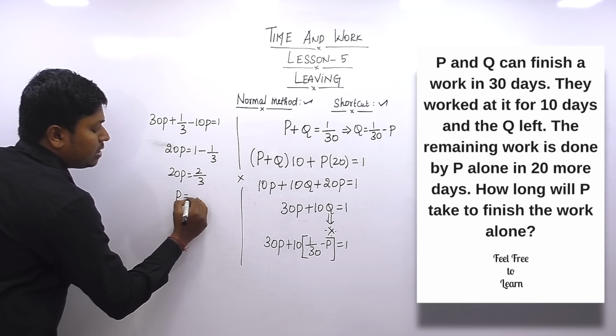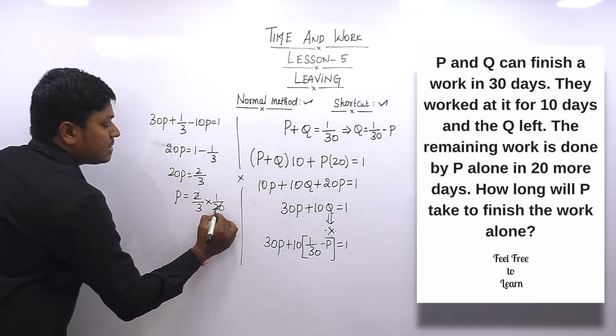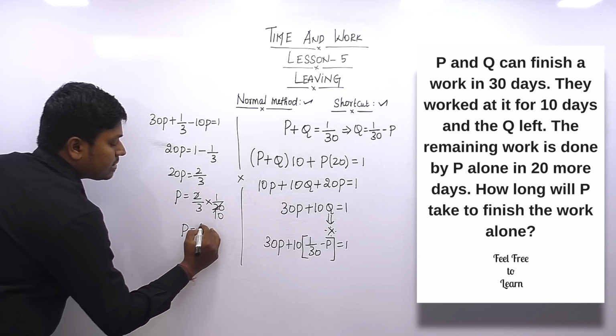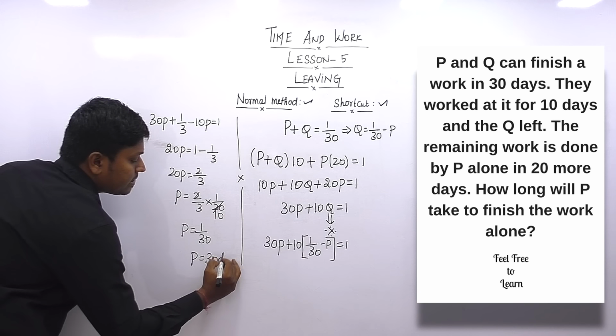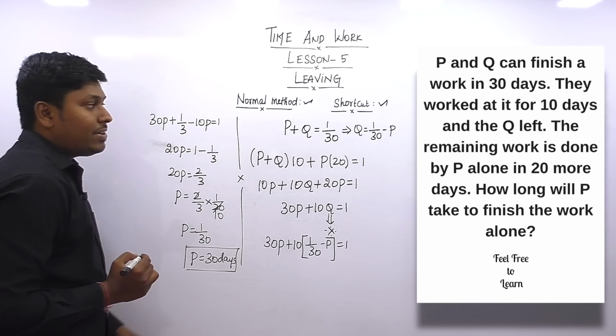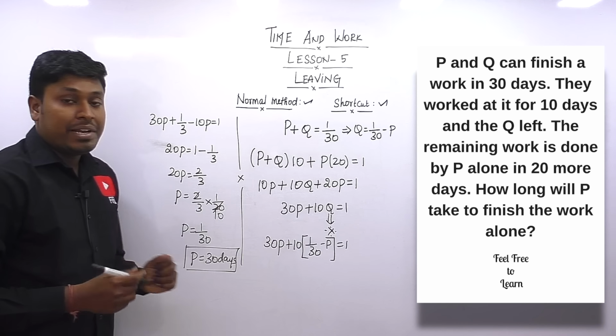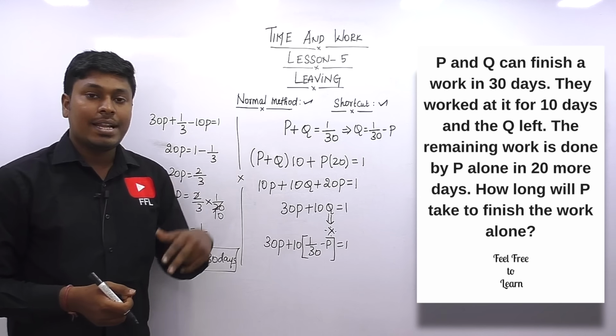So P is equal to 2 by 3 into 1 by 20. When you cancel, this becomes 10. So P is equal to 1 by 30. This means P alone can complete the piece of work in 30 days. So finally we got the answer, that is P equal to 30 days. So we have solved the question by the normal method. We got the answer as 30 days.